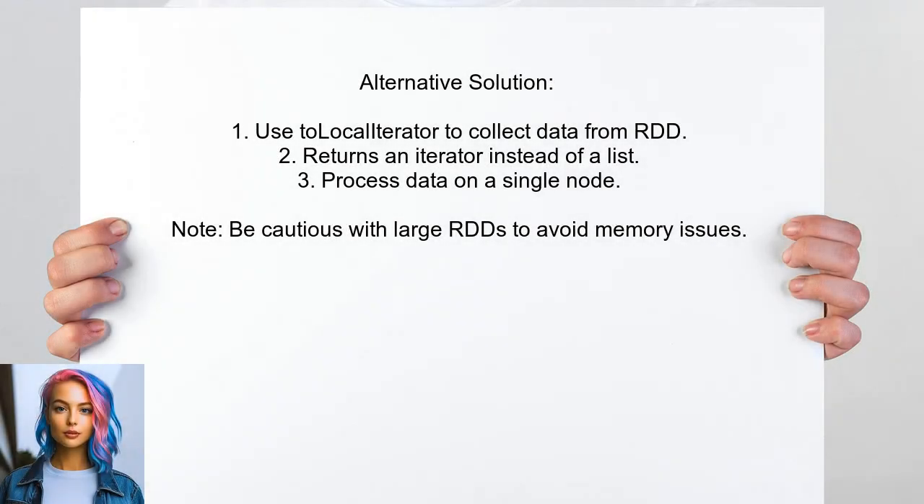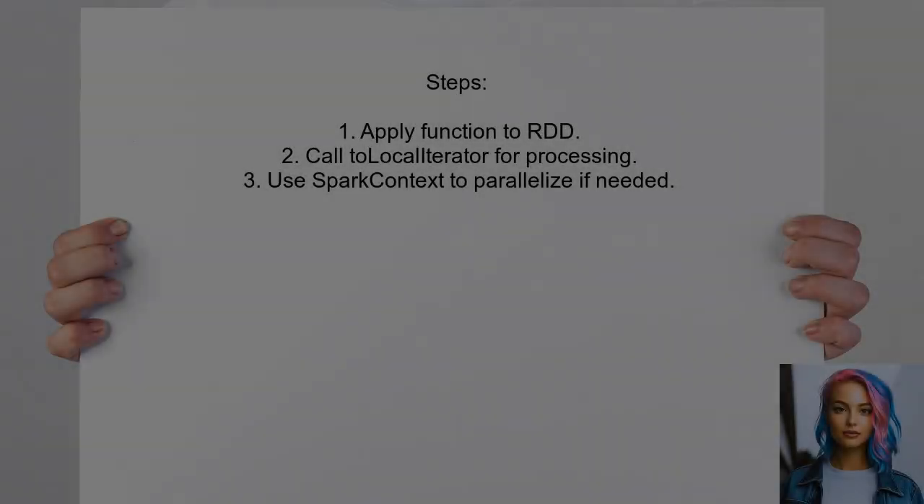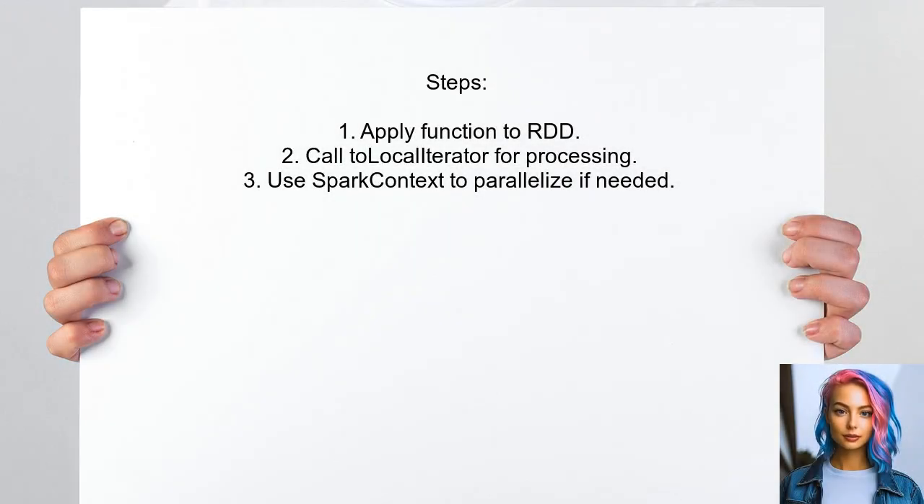This user explains that toLocalIterator is a method used to collect data from an RDD scattered across a cluster into a single node. Unlike collect, which returns a complete list, toLocalIterator provides an iterator for processing data incrementally. After applying a function to an RDD, you can call toLocalIterator to access all contents and process them. If you need to transform the data back into an RDD, use Spark context to parallelize it again.